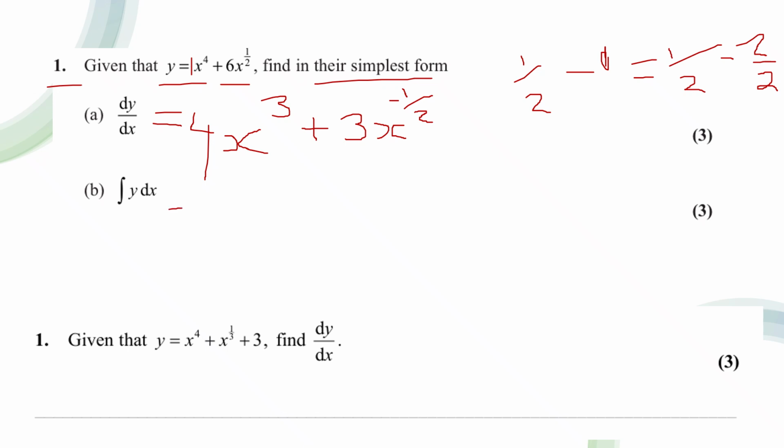Part B, find the indefinite integral of y dx. So this is the reverse process. So I'm going to add 1 to the power and then divide by the new power. So that's going to be x to the power of 5 over 5 plus, and then I'm going to be quite careful here. I'm going to add 1 to the power and then divide by the new power. So adding 1 to a half, I get 3 halves. Again, think of it as a half plus 2 over 2, or a half plus 2 halves.